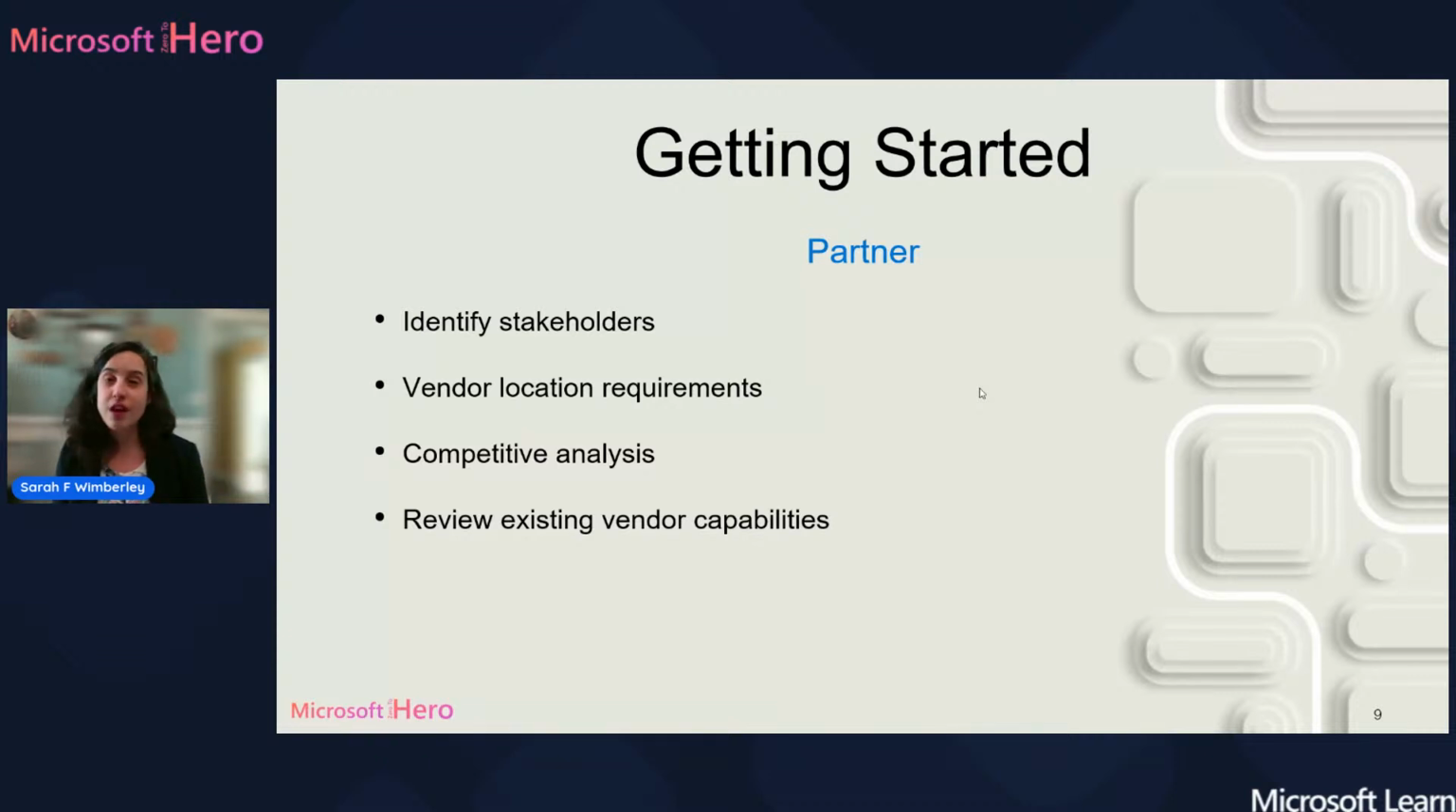This is going to shorten your vendor list significantly. Of the 30 or so vendors that play in this space, they are located all around the world. And if you need someone to be located in the US or in the UK or EU or wherever, knowing that upfront is going to shorten your vendor list significantly.